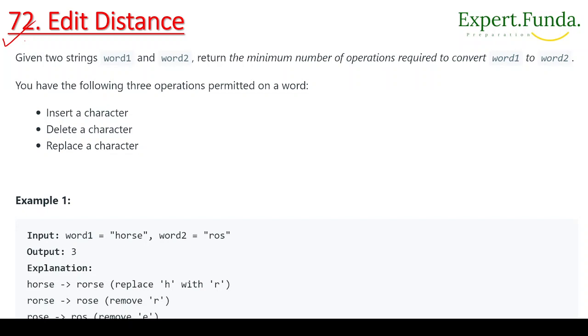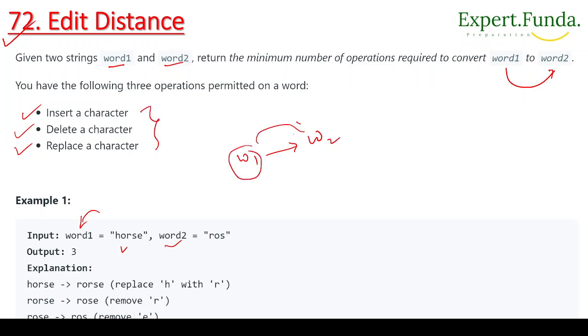The Leetcode 72 question is based on DP on string. Edit distance says we are given two strings, word 1 and word 2. We have to return the minimum number of operations required to convert word 1 to word 2. The operations permitted on a word are: you can insert, delete and replace characters. The first word given is word 1, which is horse, and the other word given is rose. From word 1 to word 2 you can perform all these operations and make word 1 into word 2.